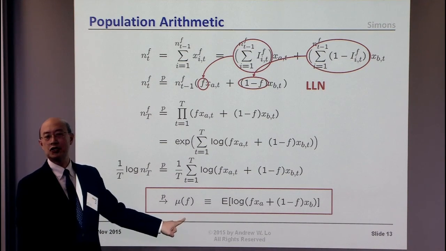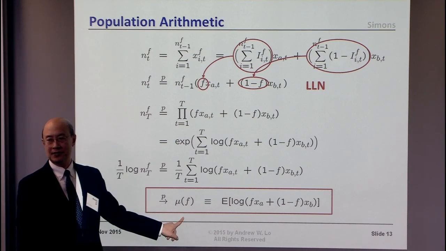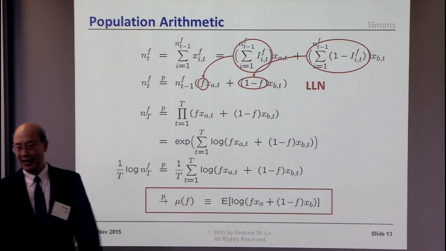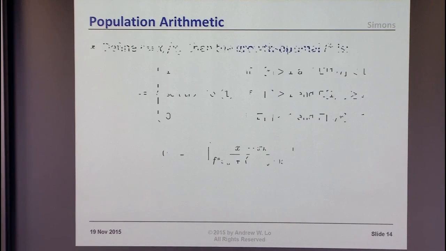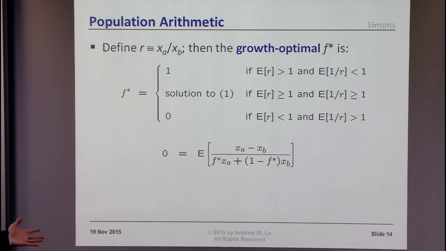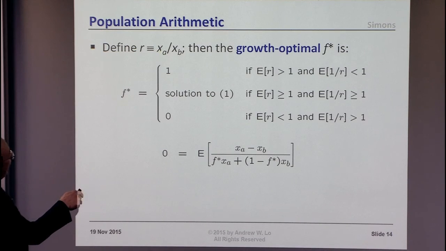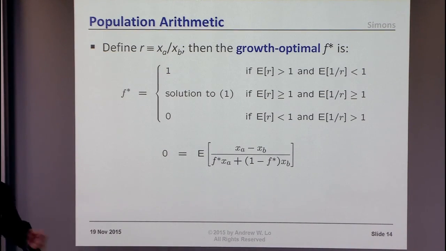It turns out that this geometric growth rate is a globally concave function in f, so it's got a unique maximum. And you can actually calculate it very easily. It's high school algebra. If xa over xb is defined as the variable r, you can think of r as the relative benefits of xa versus xb, the number of offspring of xa versus xb. It's a random variable.